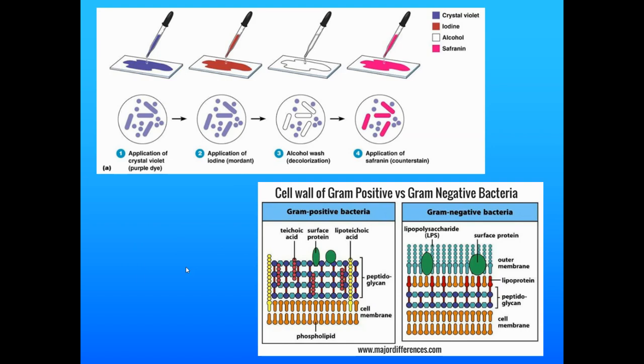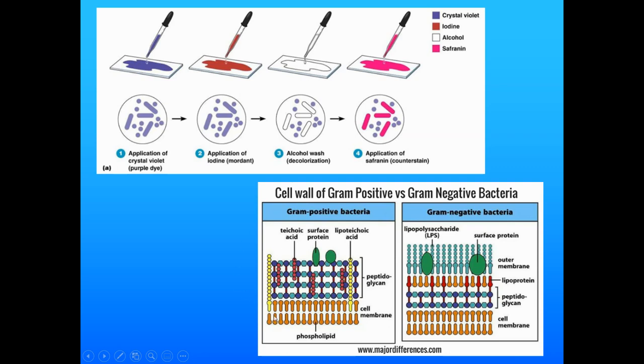I spoke in the lecture part of the distinction between gram-positive and gram-negative bacteria and how it relates to their sensitivity to antibiotics. Gram-positive bacteria are sensitive to penicillin, while gram-negative ones are not. And this has to do with the membrane of gram-positive versus gram-negative bacteria.